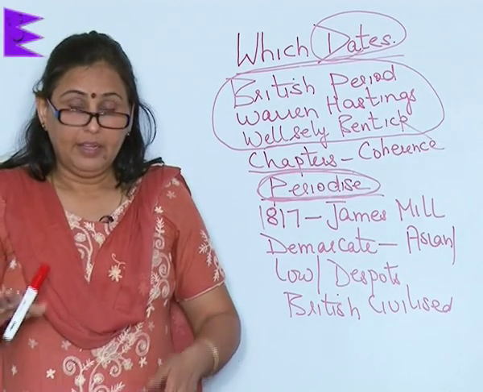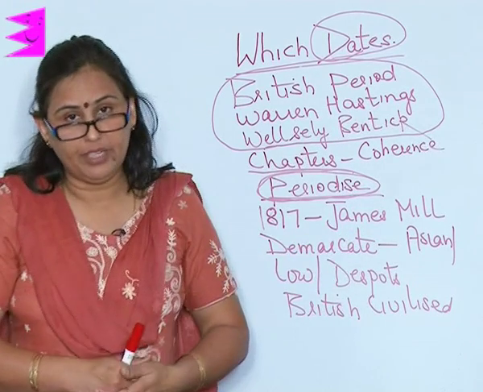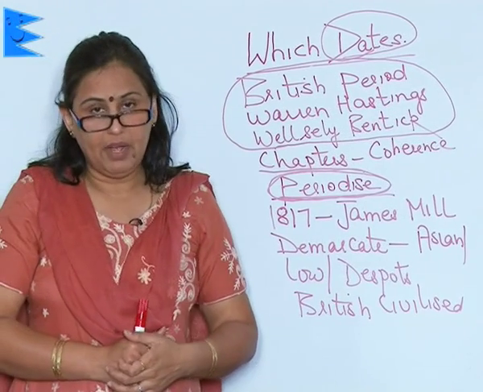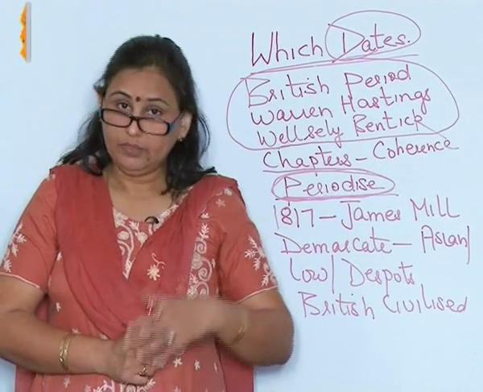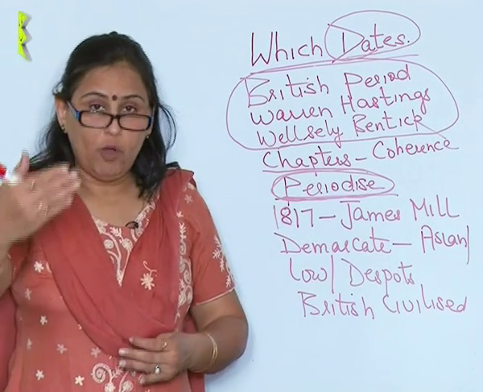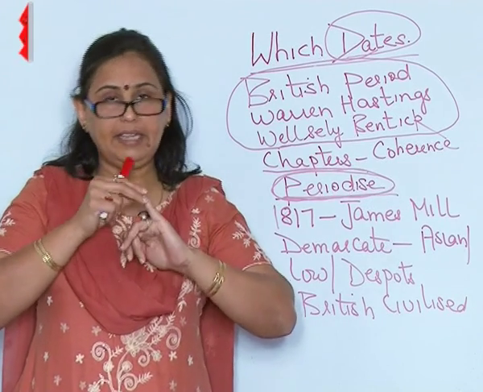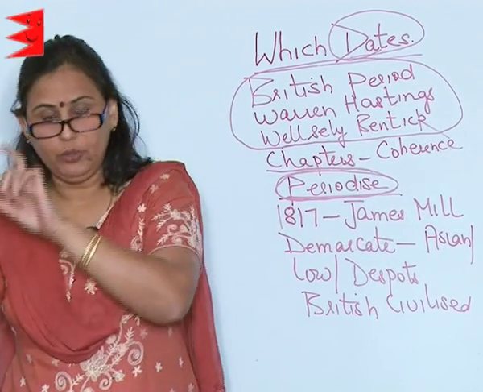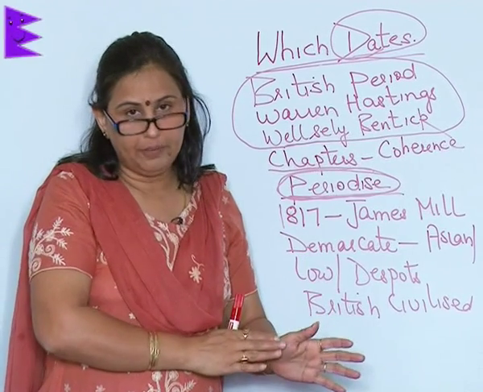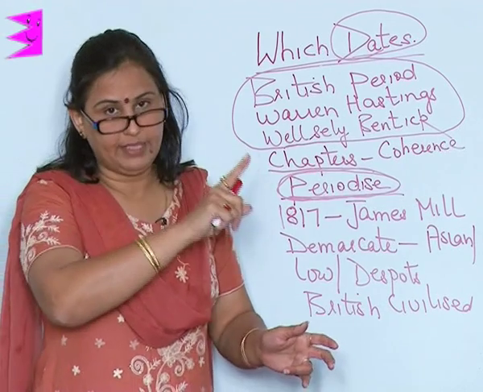But when we leave James Mill, the other historians talk of ancient, medieval, and modern as the demarcation of history. Here again there is a problem. We have copied this from the West, because there they said from this particular date to this particular date is the ancient period. Then comes the medieval and the modern. But it did not happen in India according to the West.